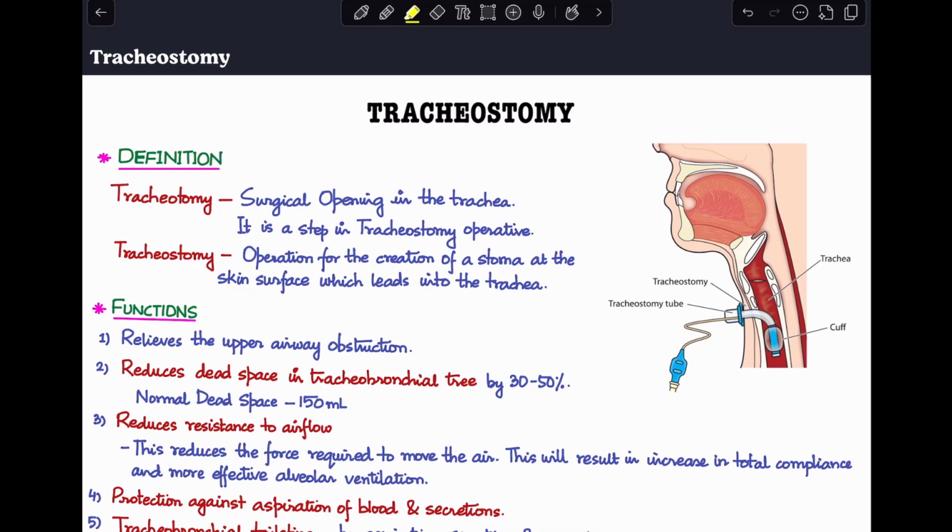Today I'll be starting a series on tracheostomy. I'll be talking about different parts of it in different videos. In today's topic, I'll be discussing what is tracheostomy, what are the functions of tracheostomy, and what are the physiological changes that tracheostomy has. And then after that, I'll talk about the indications, the contraindications, the different types of tracheostomy, and lastly, what are the advantages and disadvantages of performing a tracheostomy?